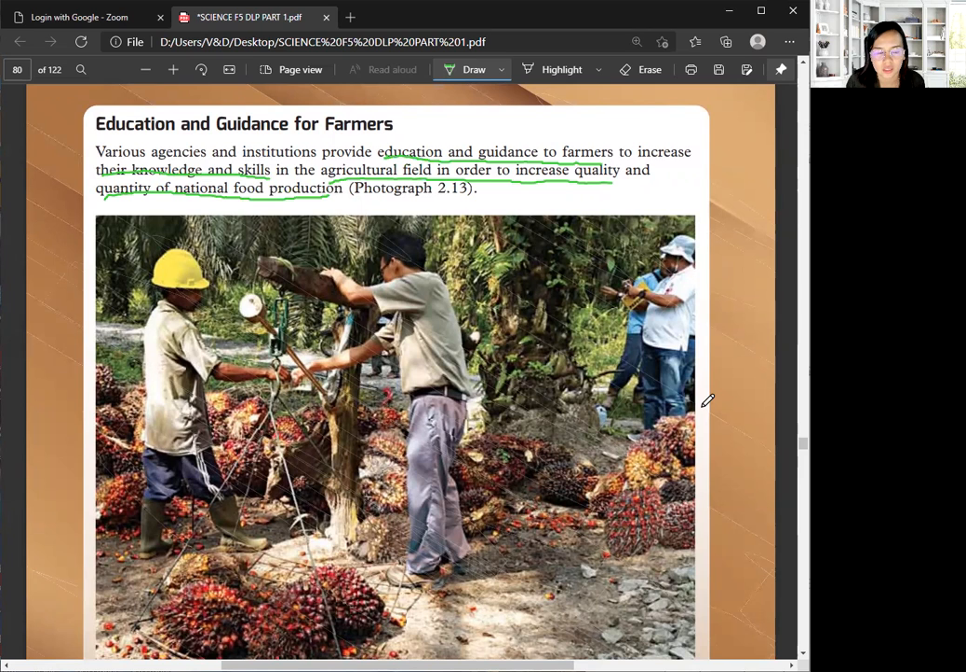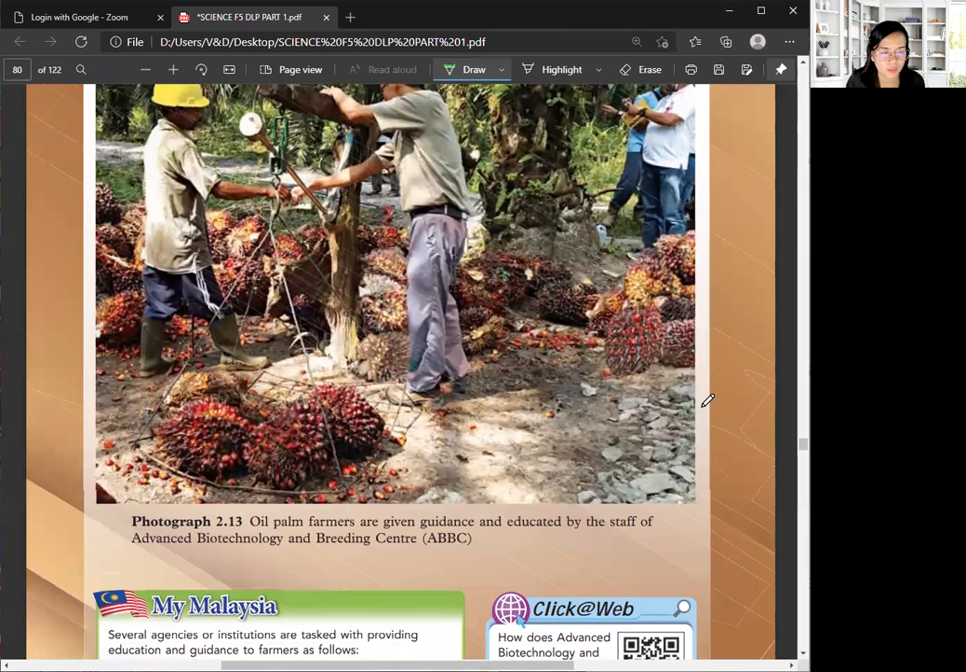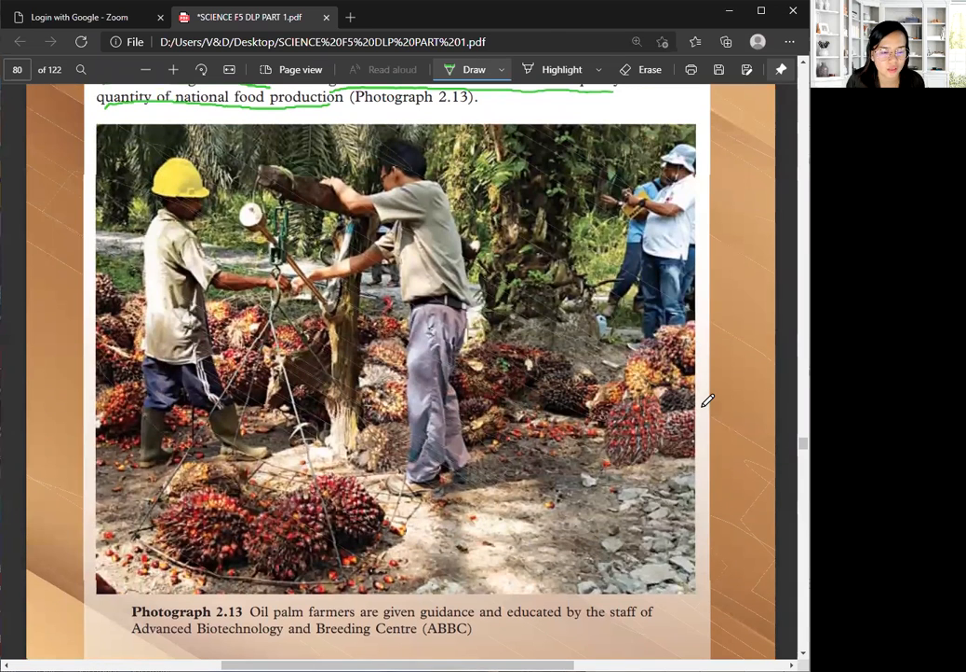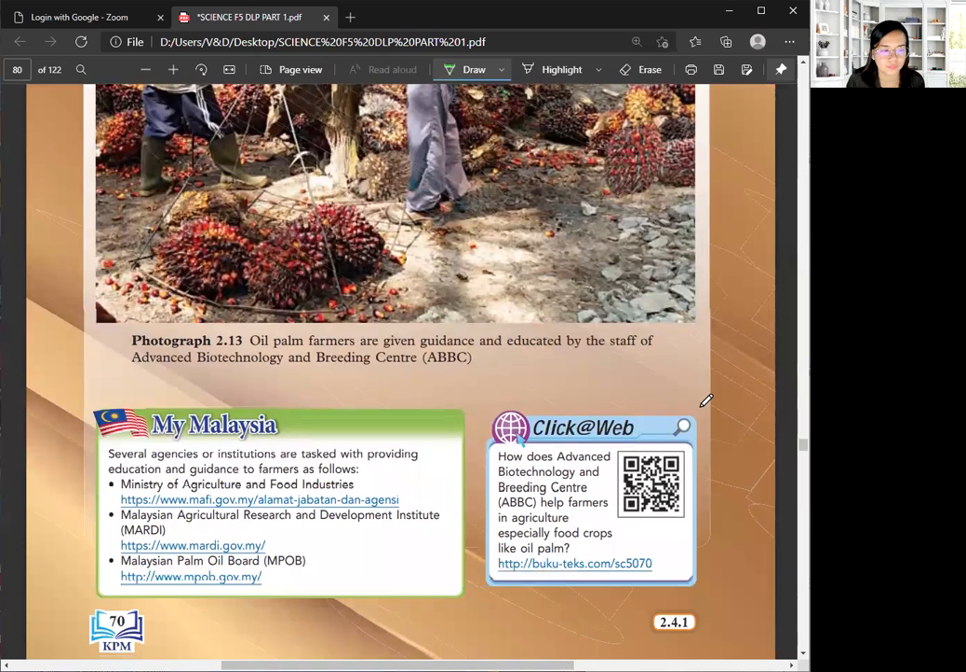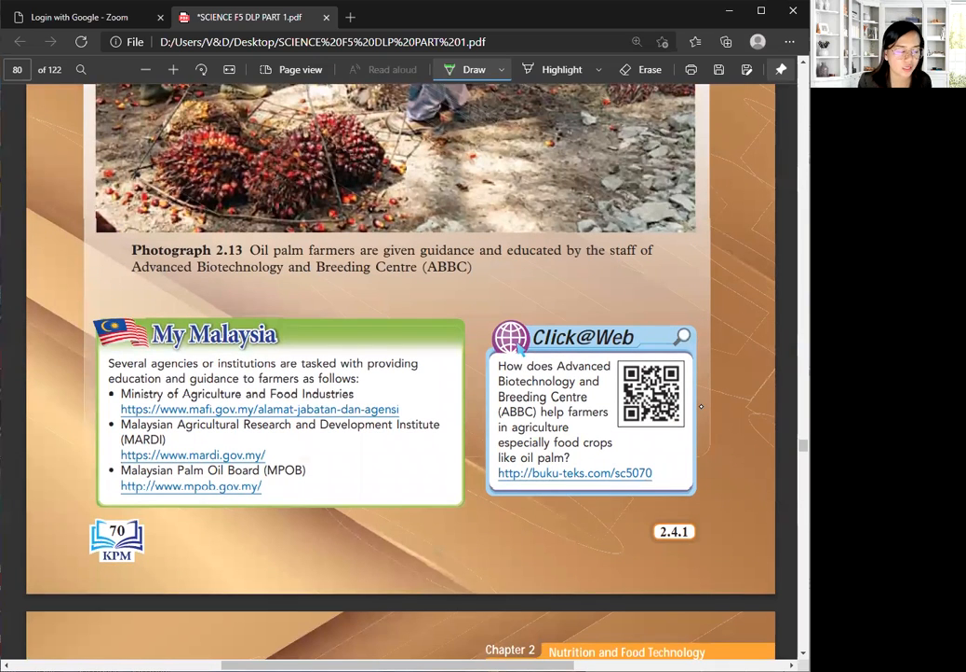food is increased. Now this photo shows the oil palm farmers are given guidance and educated by staff of Advanced Biotechnological and Breeding Center. So if you look at these links, there are several agencies or institutions tasked with providing education and guidance to farmers, for examples like Ministry of Agriculture and Food Industries, MARDI, NTOB. These are examples.